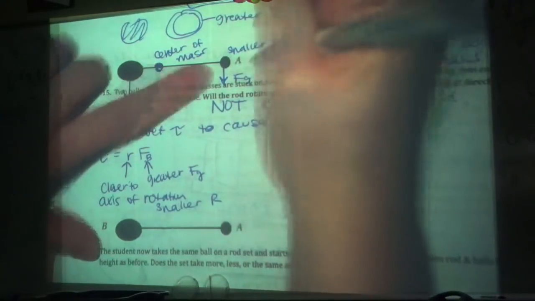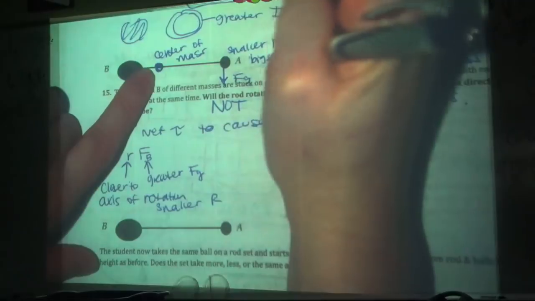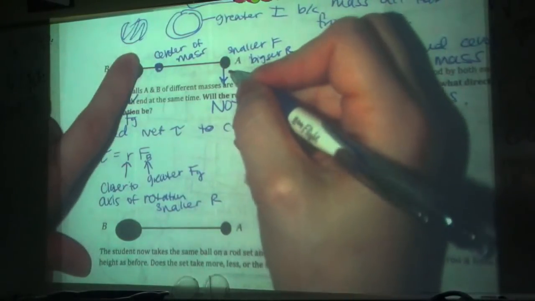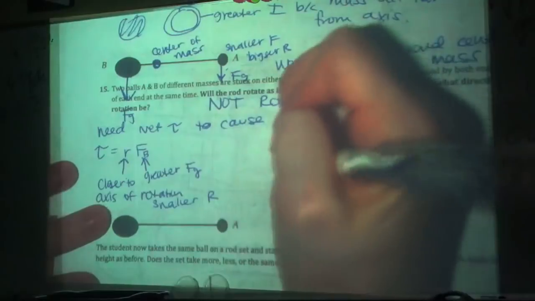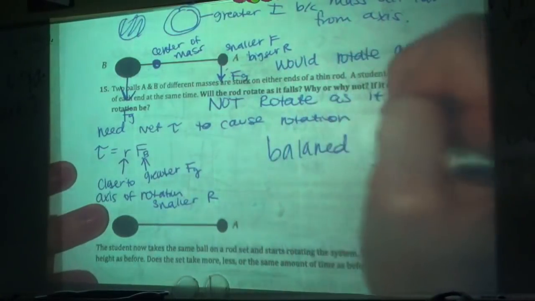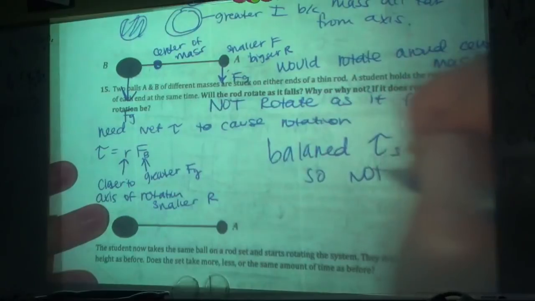B has a greater force, but it's closer to the axis of rotation, or this pivot point, so it has a smaller R. So a smaller R with a greater force is going to balance out this one, which has a smaller force but a bigger R. So the two are going to end up canceling out, so their torques are balanced. So they will have equal torques, so no rotation. Not unless something starts it rotating in the first place.